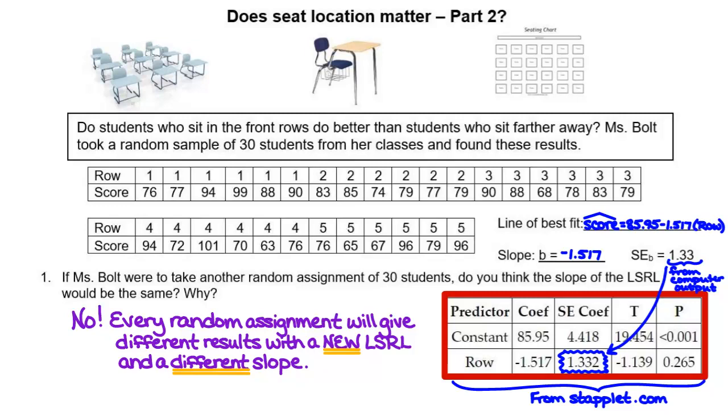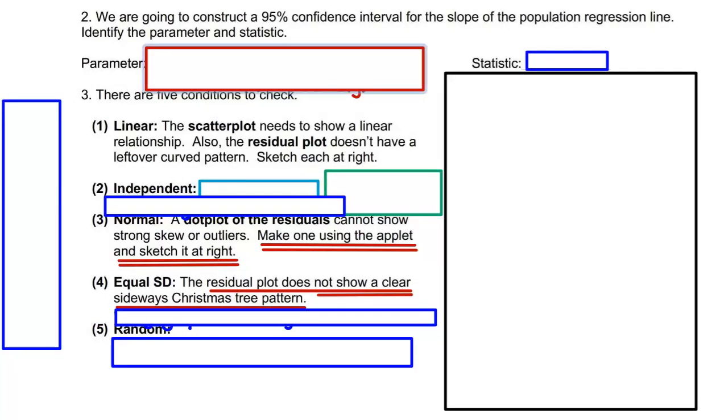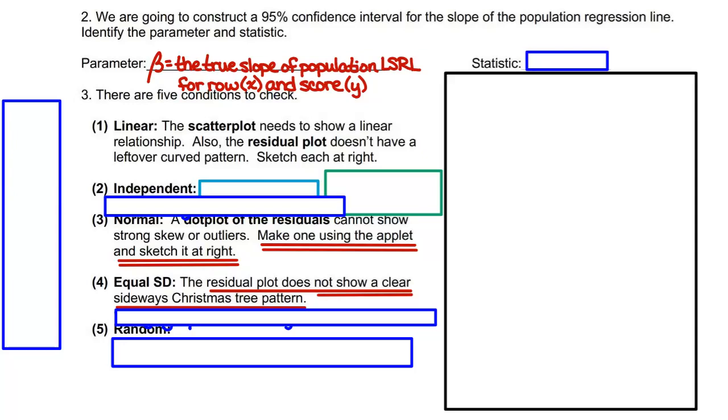Beta. Yes. And what did beta represent? I kind of just said it. My parameter would be the true slope of the population least squares regression line for row X and score Y. In different contexts, my X and my Y are going to be different, but I want to make sure when I'm defining my parameter, because we have to do that again. You don't have to define parameters for chi-squared, but for everything else we have to define our parameters.